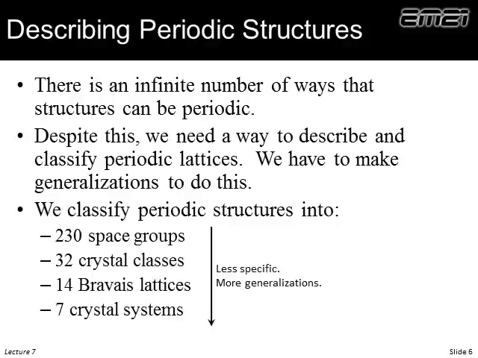And most of the time when people are talking about periodic structures, they use terminology from the Bravais lattices. It's not as common to see it come from space group or crystal classes. And then we can generalize even further just from the shape of the unit cell, not necessarily looking at the arrangement of the structures within the unit cell. We can reduce that down to 7 crystal systems.